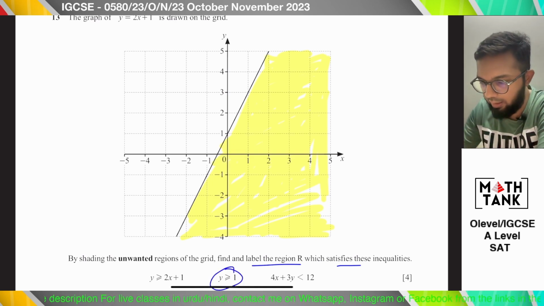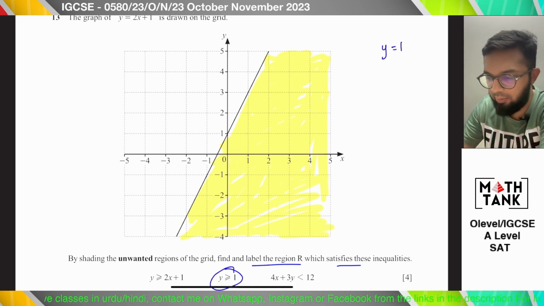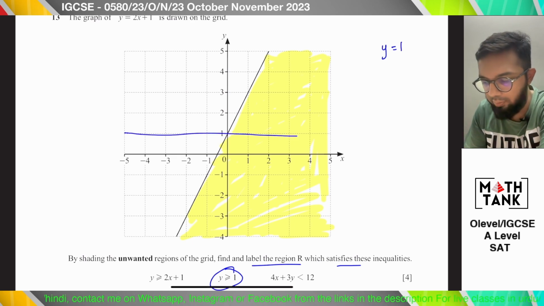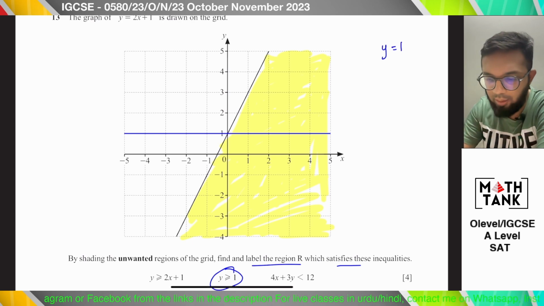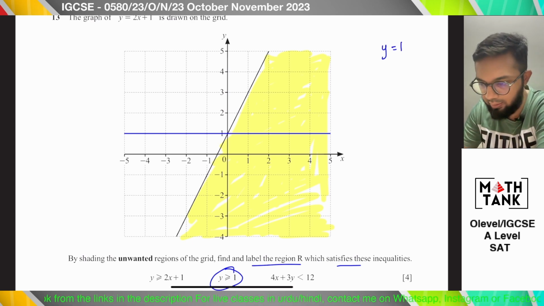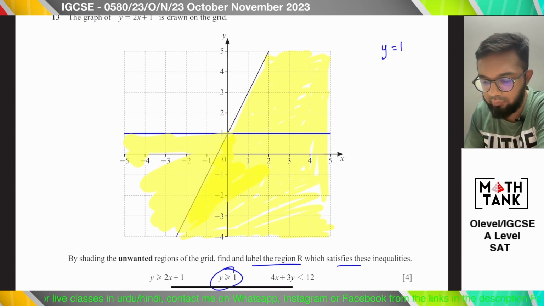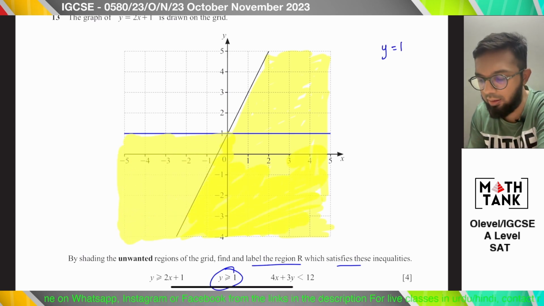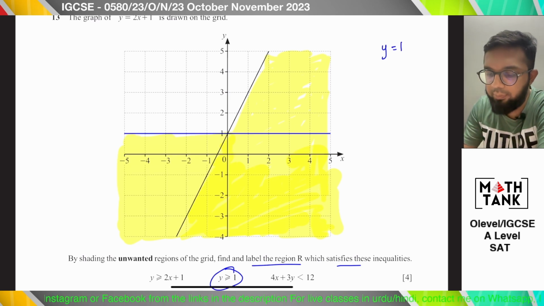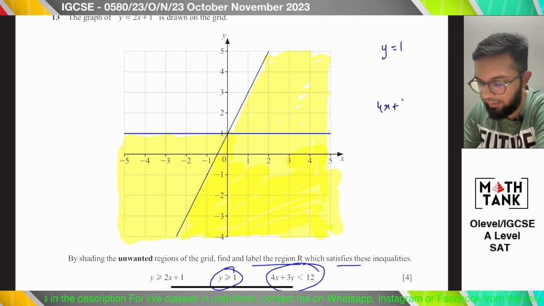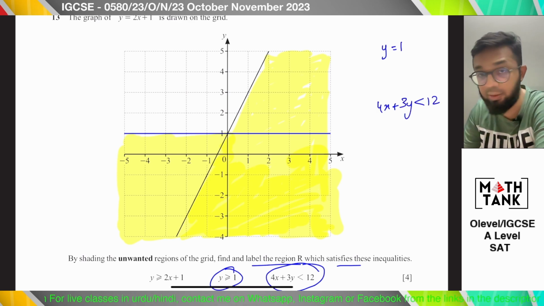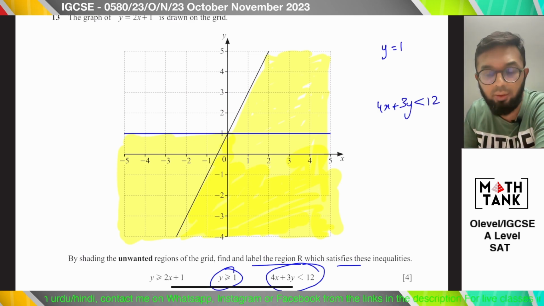Then how do I draw this line? It's the line y equals 1. Y equals 1 should be a horizontal line at 1. We've done that in the last paper as well. What region is unwanted? The region below it is unwanted. So I'm going to again shade below this. Okay, so everything below it has been shaded. Then this line is 4x plus 3y is less than 12. Remember that since it's just less than, it's going to be a dotted line.